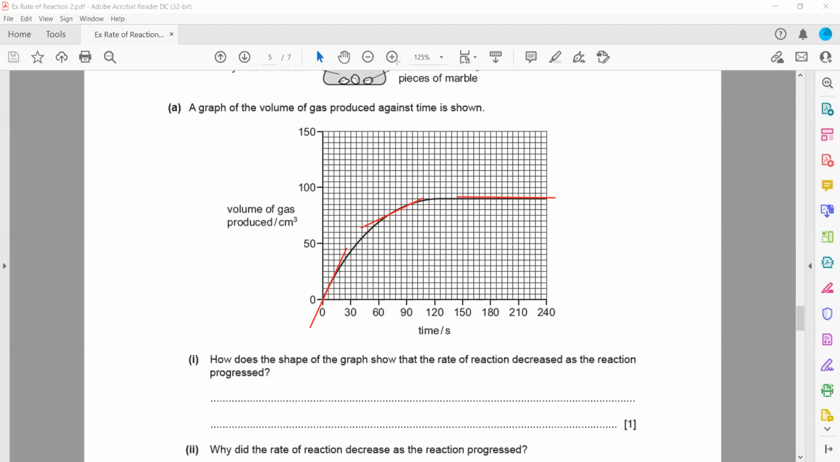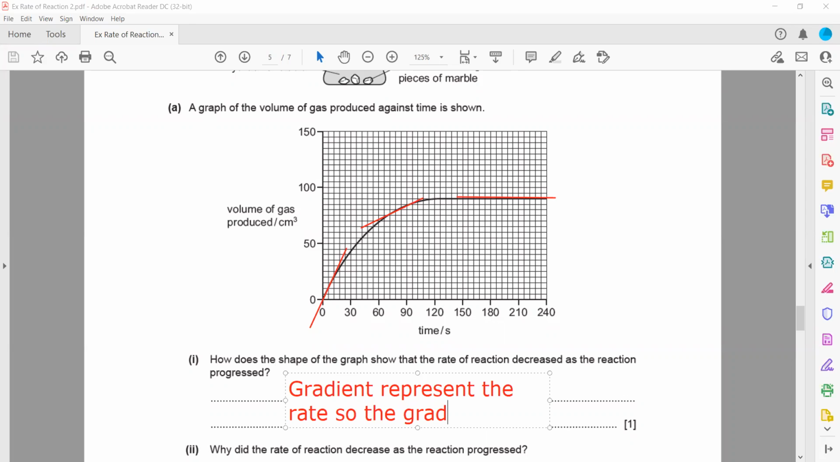So what is happening? The gradient is decreasing, or we can say the gradient represents the rate of the reaction. So the slope or the gradient decreases, which shows that the rate of the reaction is also decreasing. If the slope increases, then the rate of the reaction will also increase.